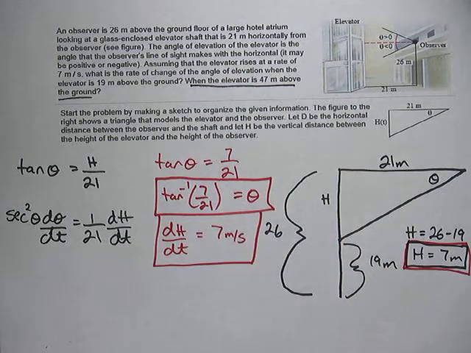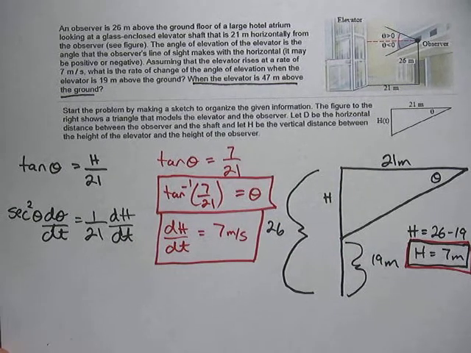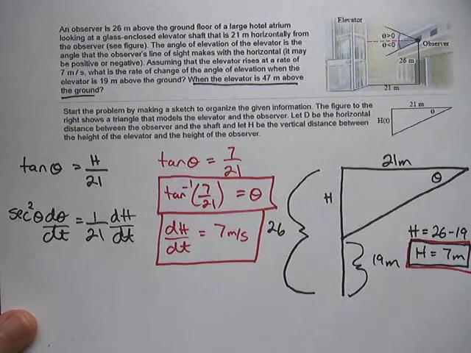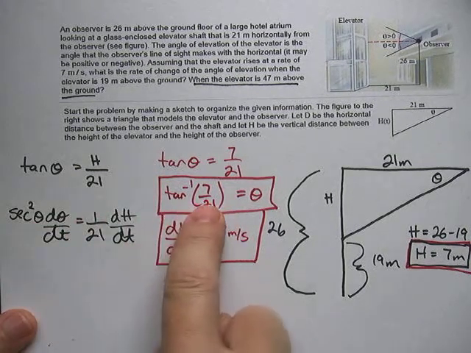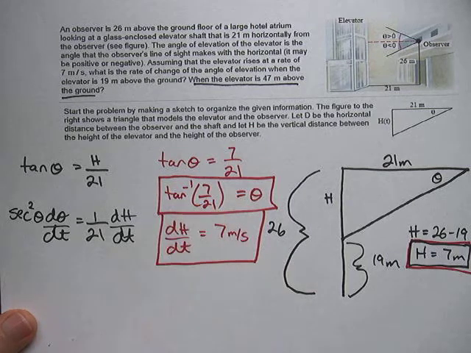We're actually almost done with this problem now. So what we need to do is solve for d theta dt. Now, we've already solved for theta, right? That's right here. That's something you could type into your calculator and get a numerical answer. We've solved for dh dt. That was given in the problem.